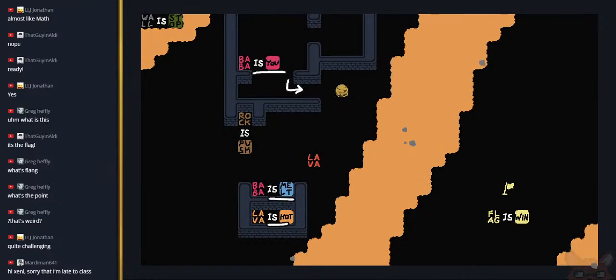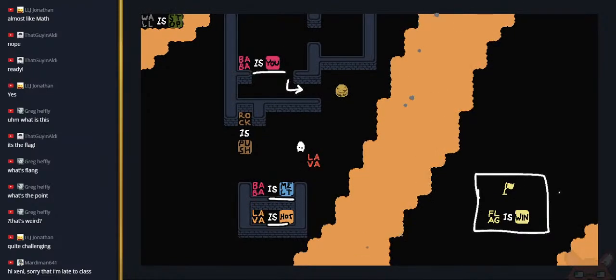Boop. Okay, so we know for certain that melt disappears but hot remains, so that is an interaction. It does not melt things that are not melt. So we need to cross this lava to get to this flag because, well, this property is immutable. And if we can get to the win, we can get to the flag.